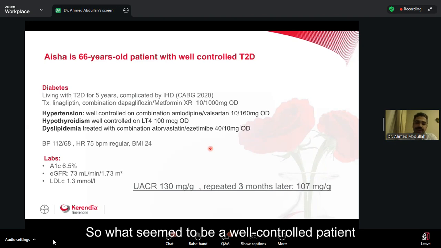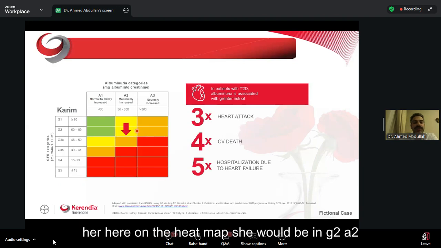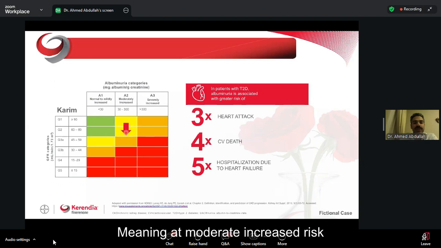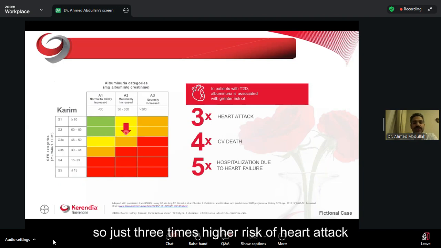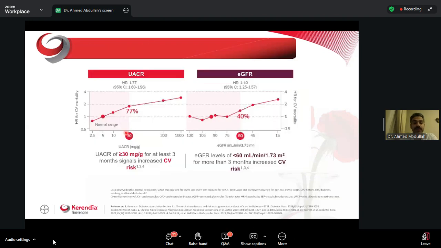So what seemed to be a well-controlled patient is actually at a higher risk, because if we plot her here on the heat map, she would be in G2A2, meaning at moderately increased risk. So she has 3 times higher risk of heart attack, 4 times higher risk of cardiovascular death, and also 5 times the risk of hospitalization for heart failure.